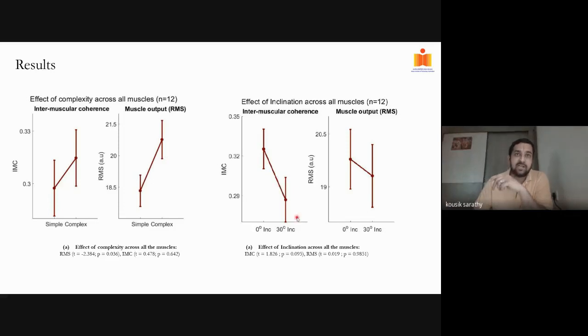On the flip side, you would assume that when you want to push something up, when you want to work on an elevated plane, you might need more firing or more muscular output to maintain position. But that was not the case. Actually, muscular output was not very different, whereas intermuscular coherence was hugely affected.